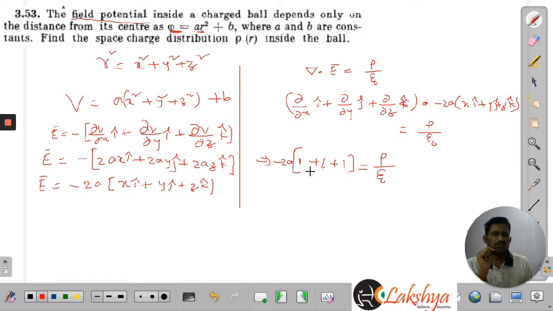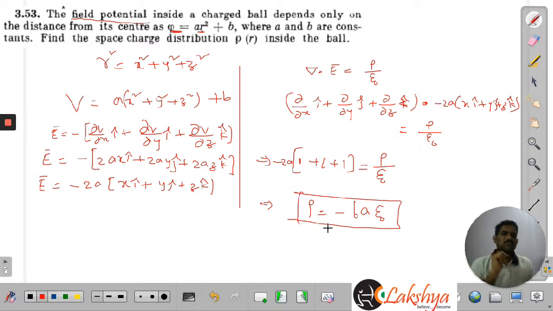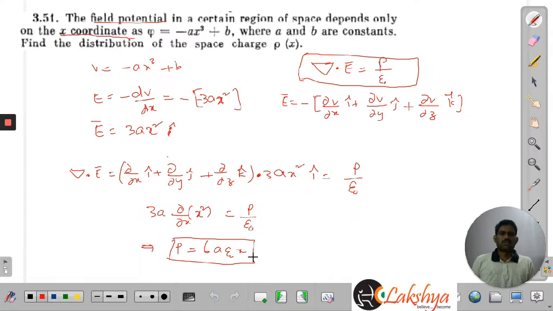And now here 1 plus 1 plus 1, that is 3. 3 into minus 2a, so minus 6a you will get. From this I can write rho is equal to minus 6a epsilon naught. So this is the charge density enclosed by this sphere here, right? Now here it is a negative charge distribution.